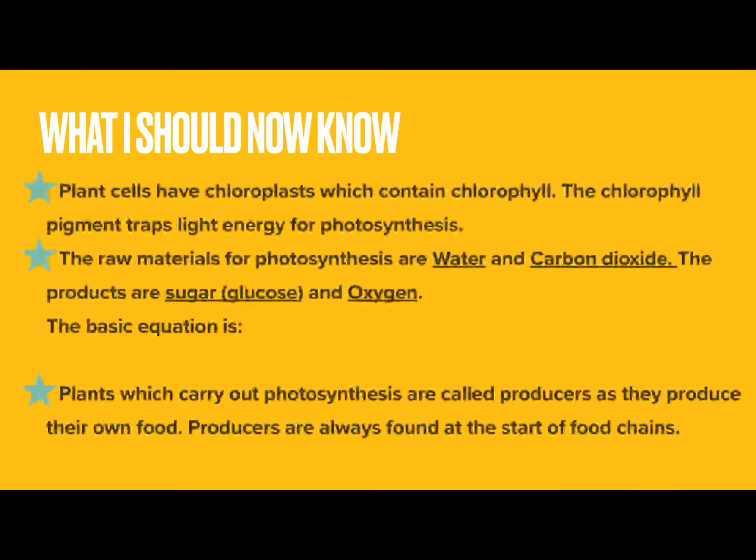So, what I should now know. Plant cells have chloroplasts. These contain chlorophyll. The chlorophyll traps the light energy required for photosynthesis. The raw materials of photosynthesis are water and carbon dioxide, which means the products are sugar and oxygen.